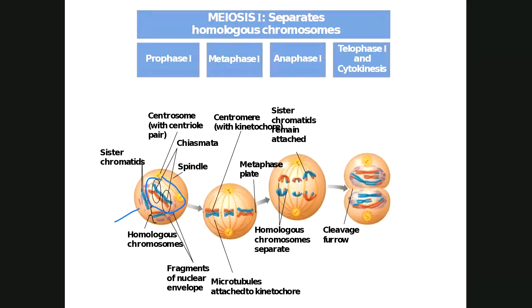Now, I'm going to go to a whiteboard for a second because I need to draw something for you. Let's talk about why they're laying next to one another. This is the most important thing that happens in prophase 1, especially when it comes to variability.